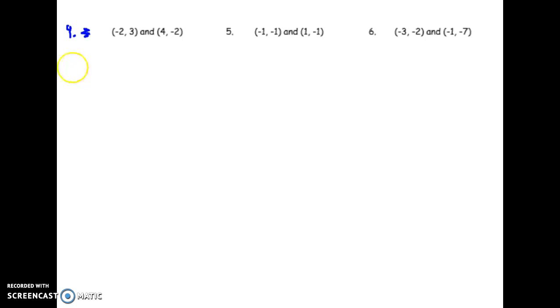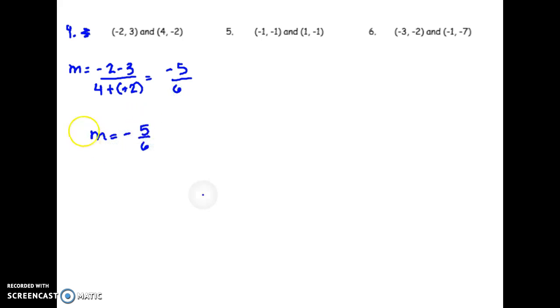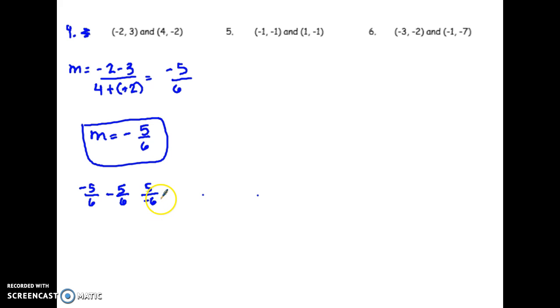For number 4, the slope is negative 2 minus 3 divided by 4, and be careful here, minus a negative 2. I'm going to write this as negative 5 over, and subtracting a negative is actually adding, so it's negative 5 over 6. So here my slope is negative 5/6. I usually get a lot of questions about where the negative goes. It can go out front, or you can put it on the numerator, negative 5 over 6, or even 5 over negative 6. What it can't be is a negative 5 over a negative 6, because that would make it a positive. But my slope here is negative 5/6.